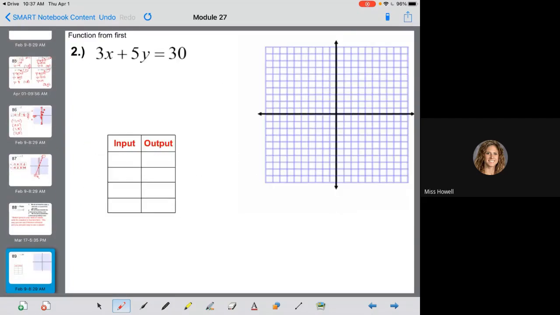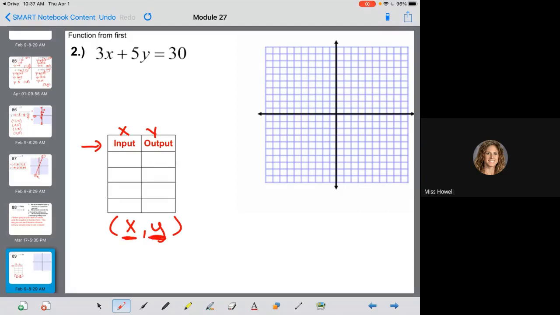We have the linear equation 3x plus 5y equals 30. Now, this table says input-output, but it's still always x, y. Your ordered pair or your table always goes in the format of an ordered pair, where x is first, y is second. So no matter what it puts up here, it's the x value and then your y value.